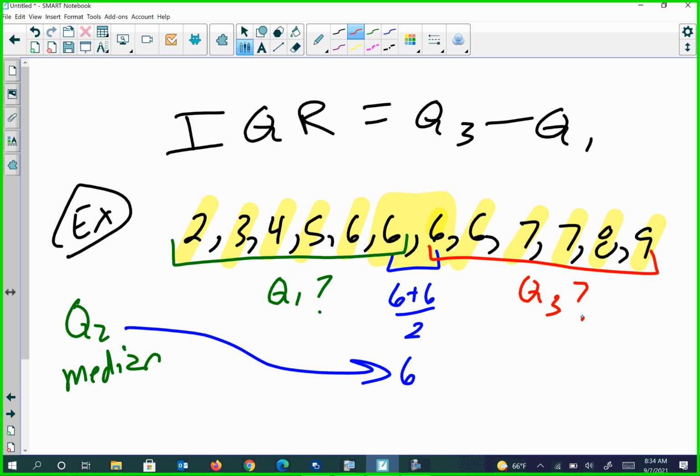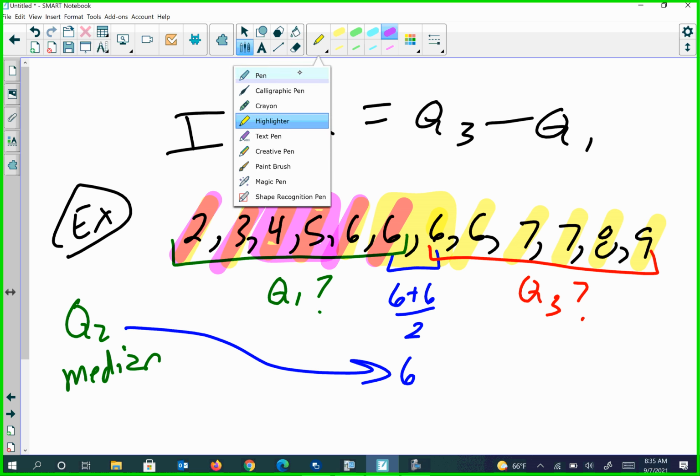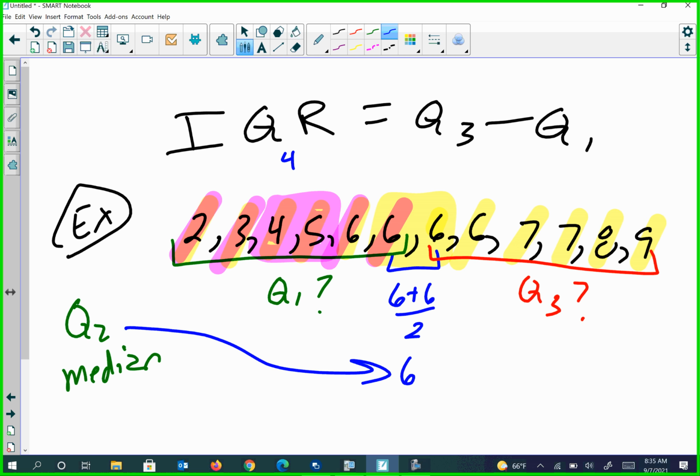If I wanted to figure out Q1, I'm going to find the middle of my bottom pieces of data. So I'll do the same thing with a highlighter, choose a different color. So I'm going to look here, here, here, here. Oh, my Q1 lives in there. So I should add 4 and 5 together and divide by 2. 4 plus 5 is 9. 9 divided by 2 is 4.5. And that's our lower quartile, Q1.